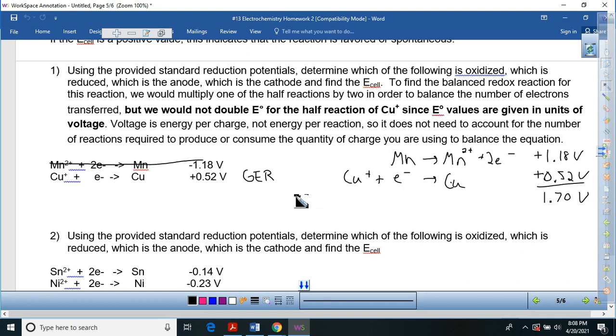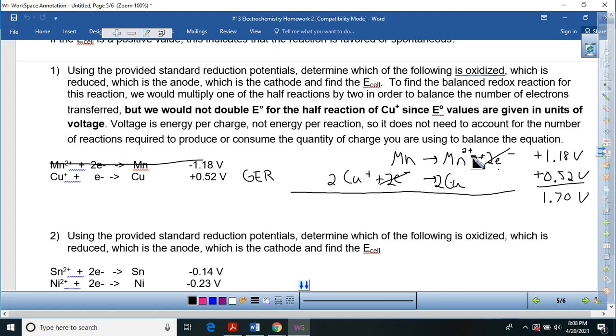Now, if we're going to write our overall redox reaction, if you recall from when we were balancing our redox reactions, the number of electrons that are gained has to equal the number of electrons being lost. And so we need to balance out the number of electrons. I have 2 electrons in my half reaction for manganese. I only have 1 in the half reaction for the copper. So I need to double the number of electrons, which will also double the number of copper atoms.